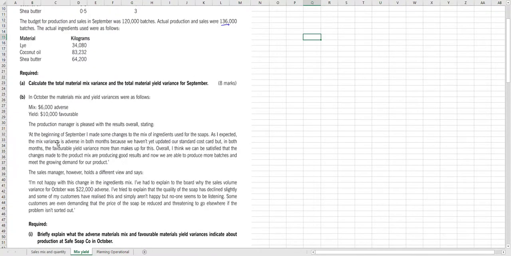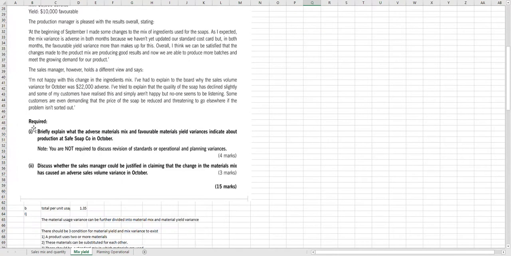Briefly, okay, we have the top as well. Calculate total material mix variance and total material yield variance for September. Briefly explain what the adverse material mix and favorable material yield variance indicate about the production at Safe Soap Co. in October. You're not required to discuss revision of standards or operational and planning variance. Discuss whether the sales manager could be justified in claiming that the change in material mix has caused an adverse sales volume variance in October.